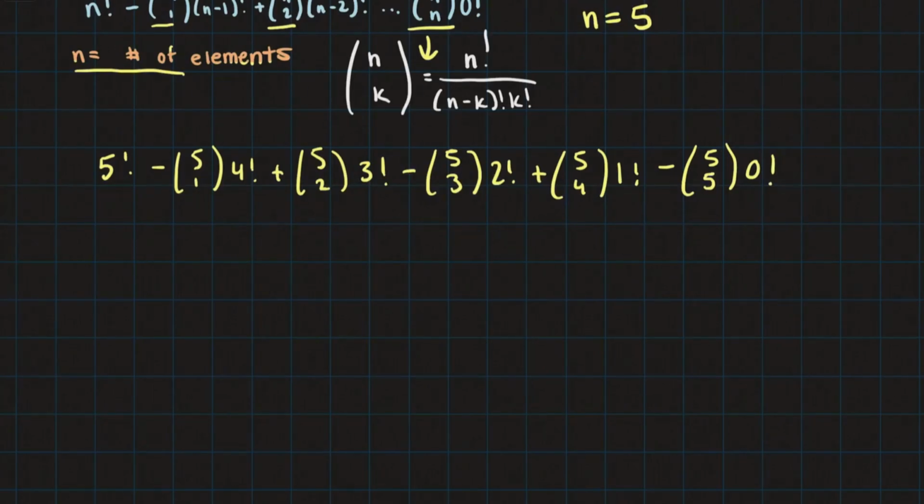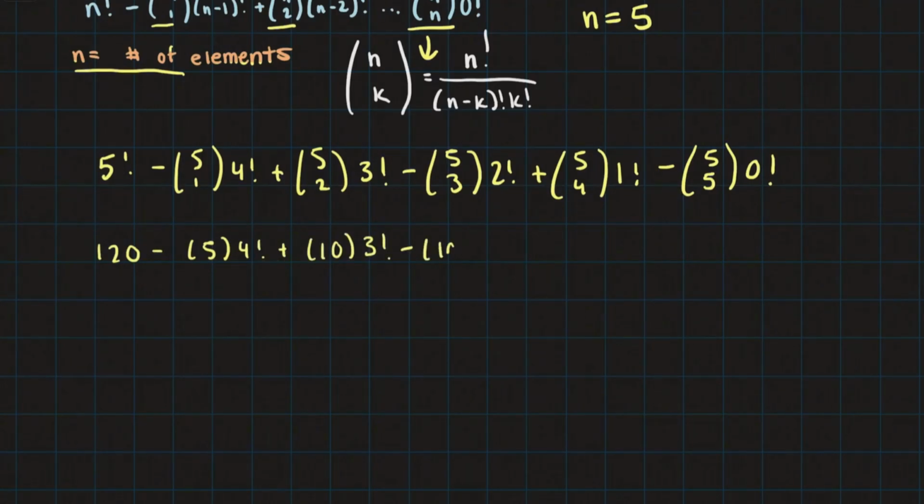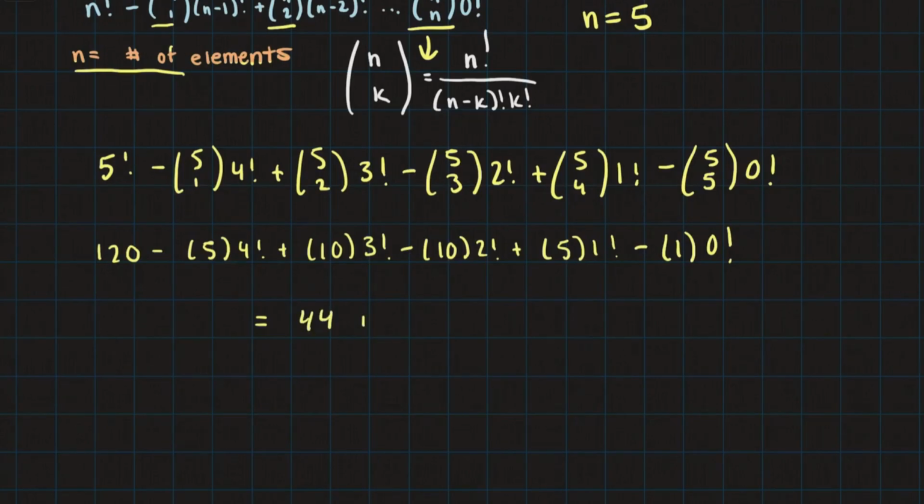And we're just going to simplify this even further. So this is just 120 minus 5 times 4 factorial plus 10 times 3 factorial minus 10 times 2 factorial plus 5 times 1 factorial minus 1 times 0 factorial. And once we plug this into a calculator or do it by hand, we can see that we have 44 ways that we could rearrange Alex's stuffed animals back on her shelf without them being in their original position, or otherwise we could say we have 44 derangements.